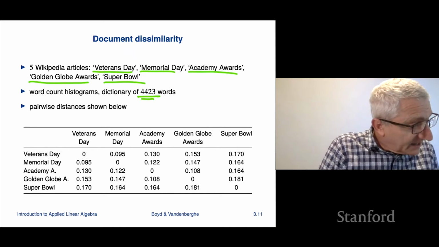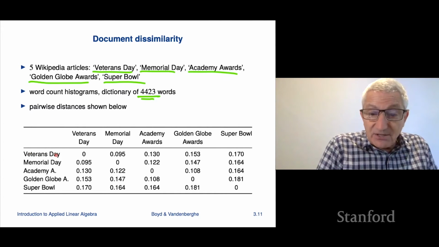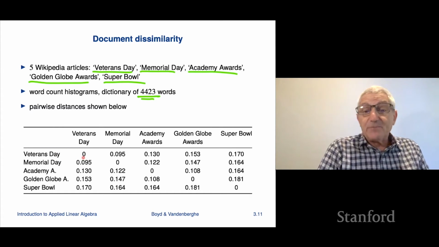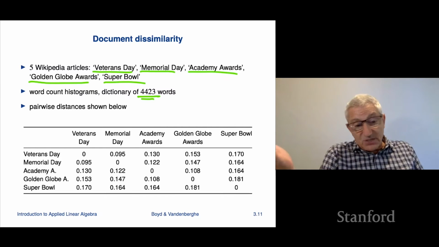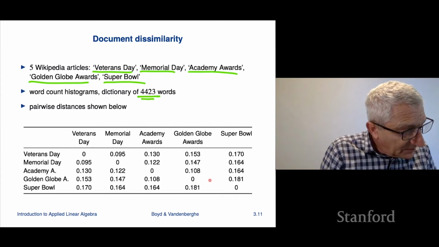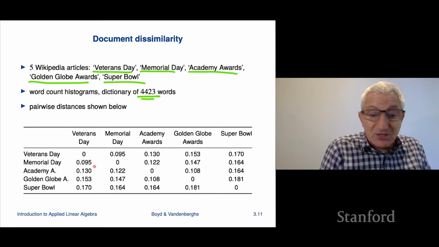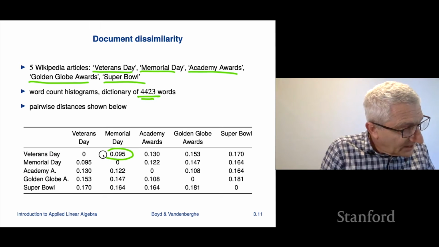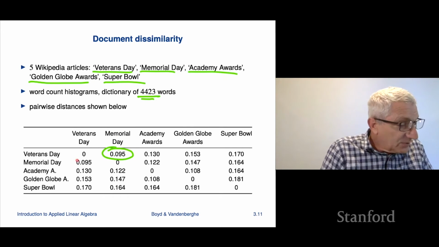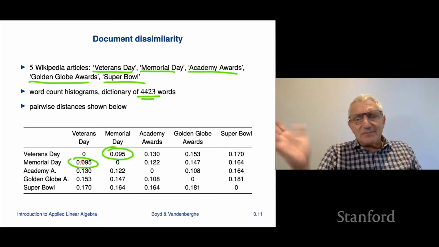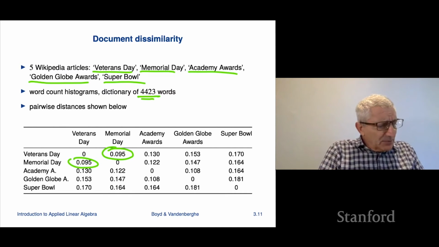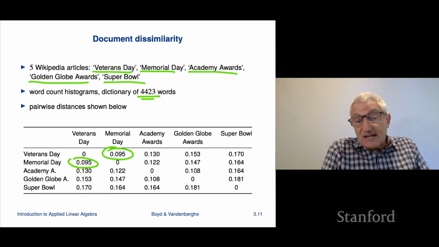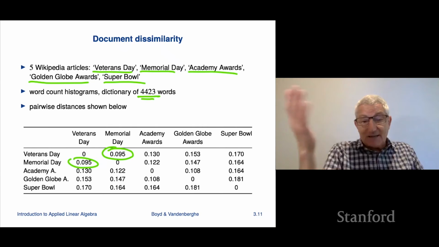Well, the diagonals are easy, because Veterans Day has a vector associated with it, and if I ask what's the distance between a vector and itself, it's 0. It's the norm of 0, so the diagonals are all 0. And by the way, this is symmetric, in the sense that the distance between Veterans Day and Memorial Day, which is 0.095, is the same as the distance between Memorial Day and Veterans Day. Of course, right? Some people, when they give a table like this, just omit the bottom half, because you don't need to see it; it's the same as the top half.